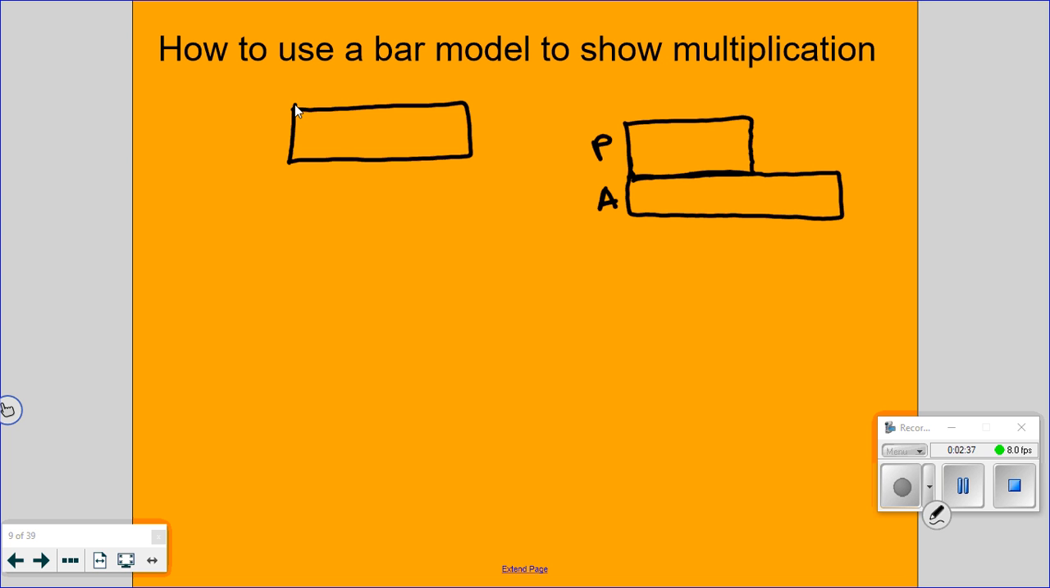Sometimes you might have seen it like this: two bars stacked on top of one another, but one of them was split like this. Remember, if I'm writing, you're writing.